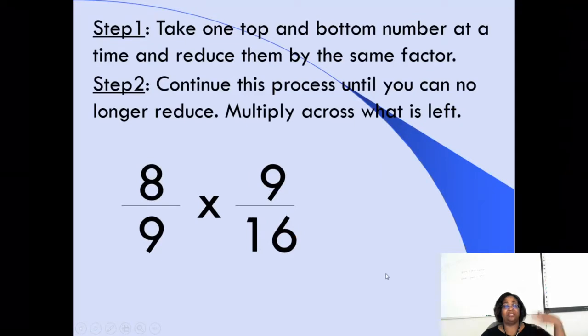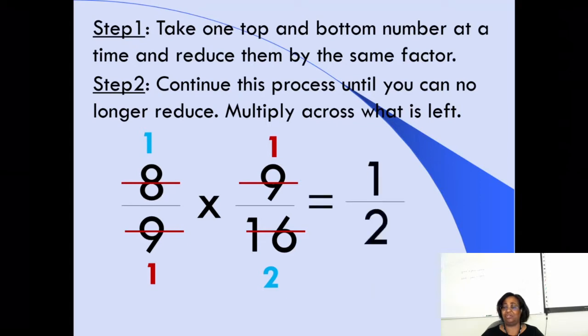Here's another one. Is there a top and a bottom that I can reduce by the same factor? I can do the 9s, and 8 and 16 by 8, right? 8 goes into 8 once. 8 goes into 16 twice. 9 goes into 9 once. And 9 goes into 9 once. So that leaves me with 1 over 2. Can I reduce 1 over 2? No. If I have 1, I already know I'm done, right?